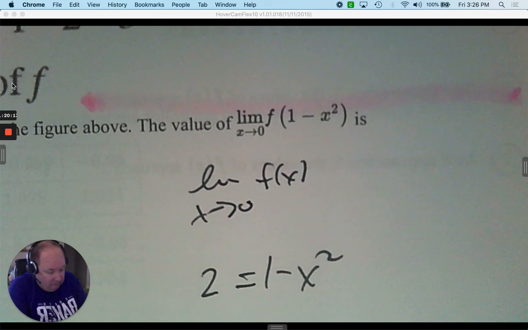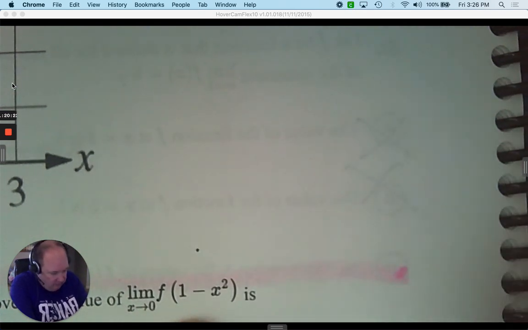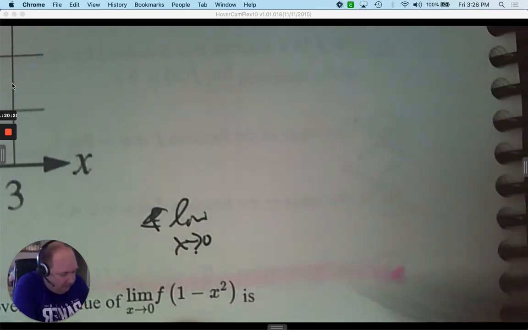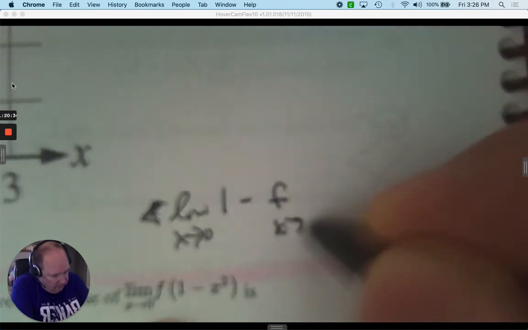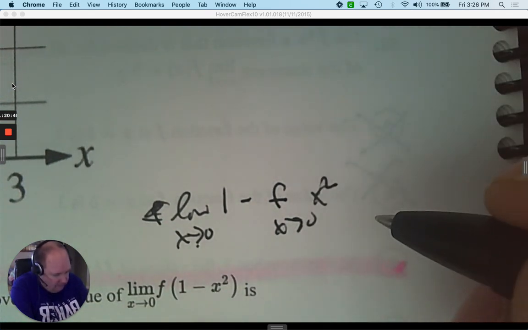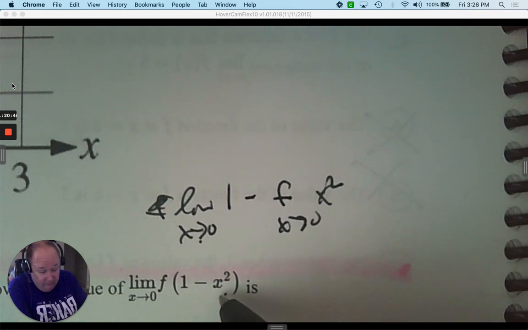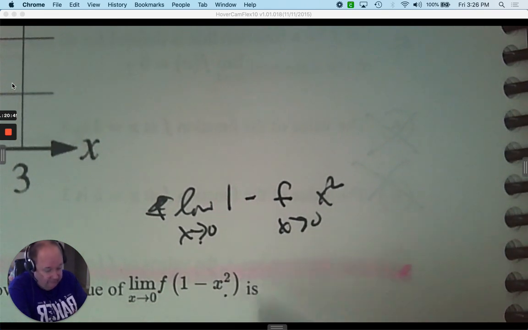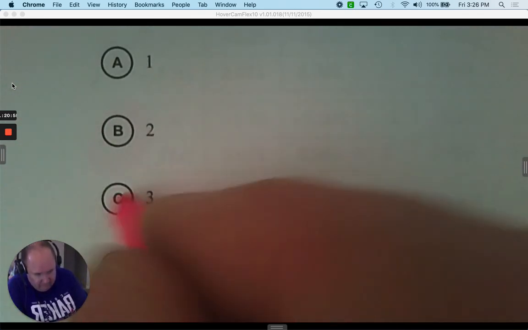So the limit as x approaches 0 here, the y value is 2. But I have 1 subtract x squared. Maybe try it this way. Limit as x approaches 0. And if I separate it in terms of 1 and separate it in terms of x squared, because the limit here would be 2. Maybe the answer then would be 1 minus 2 squared. All right, I've got to think it through. But the answer on the answer key is 3.